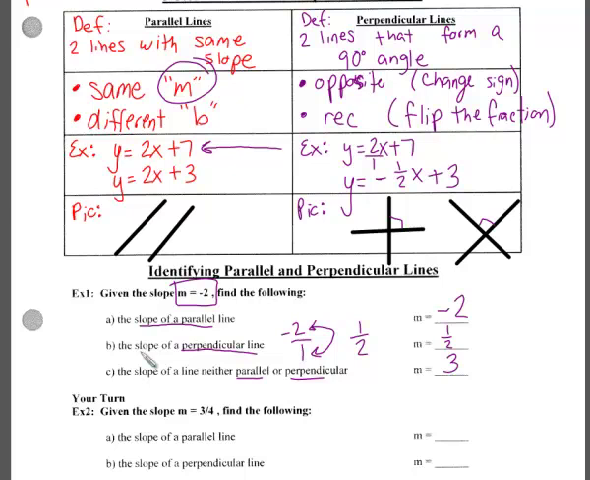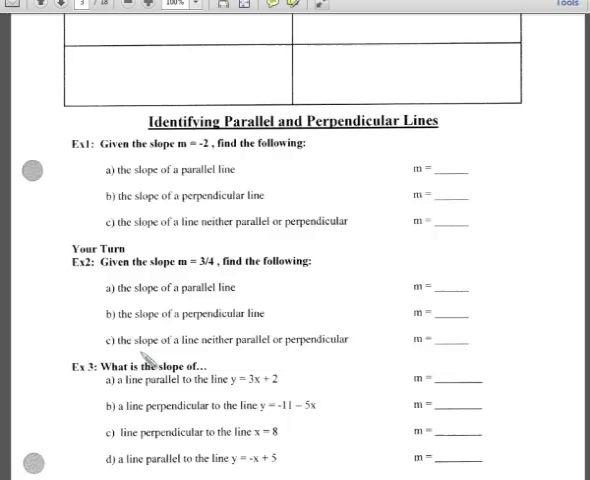Okay, now your turn. You need to do number 2 and 3. Pre-UP kids, you know what your assignment is. You have all of day 1 that you need to complete. My first, second, third, fourth, and fifth period, you only need to do example 2 and example 3 on your own. Look up at the notes and rewatch the video if you need to.